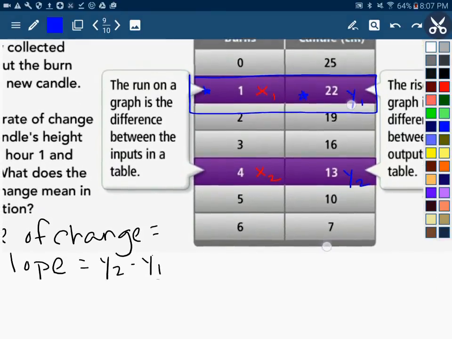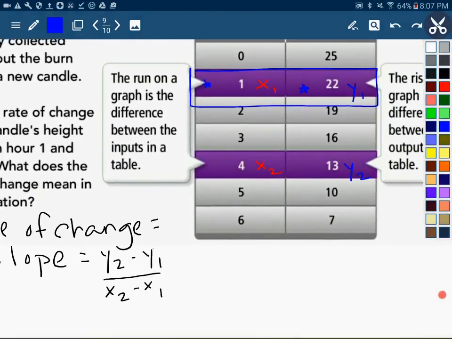So now I'm going to go ahead and plug into my formula. y2 is equal to 13. y1 is equal to 22. x2 is 4. And x1 is 1. So now I'm ready to simplify my formula. 13 minus 22. I'm going to grab my calculator. I think you guys should too. Don't rely just on mental math. We're not that great at integers.